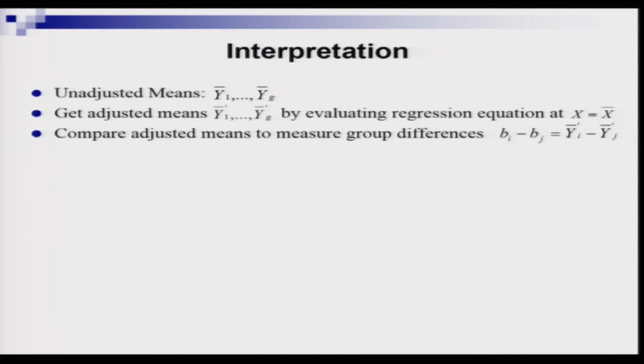Now, you can also obtain the adjusted means, denoted by y bar 1 dash, dot dot dot, y bar g dash, and that is basically by evaluating the regression equation at x equal to x bar. That is easy. You take a fixed value of the continuous regressor, which is the sample mean, and then you assume that now I am going to see the impact of my group 1.